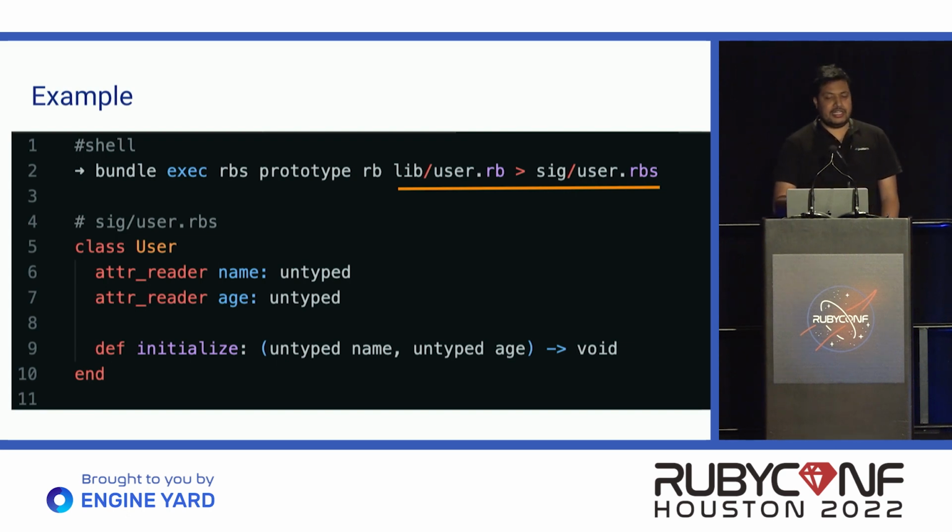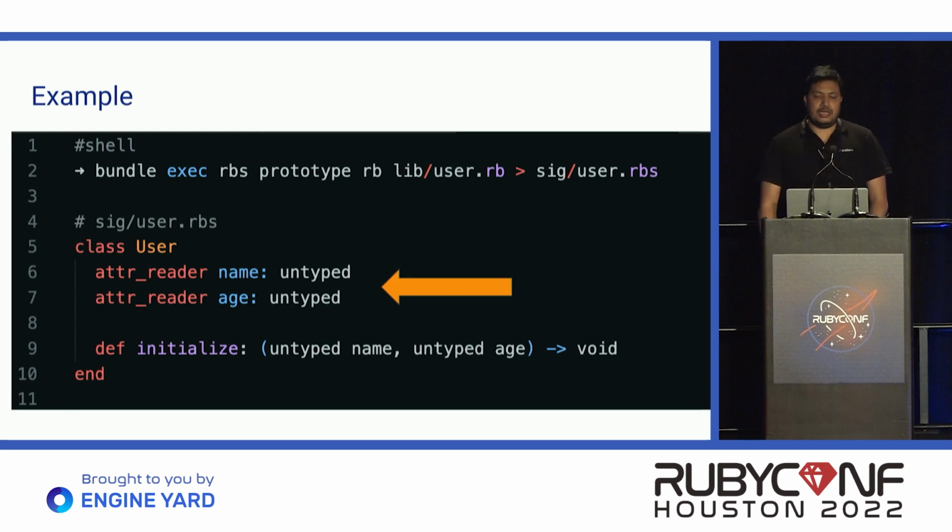So attr_reader name is untyped and age is untyped. And if you see the method sig for the function, it has the name of the function, then all the arguments which this function accepts, and its return type. So over here, you will see all these attributes are untyped. Untyped basically means it can accept any type of value.